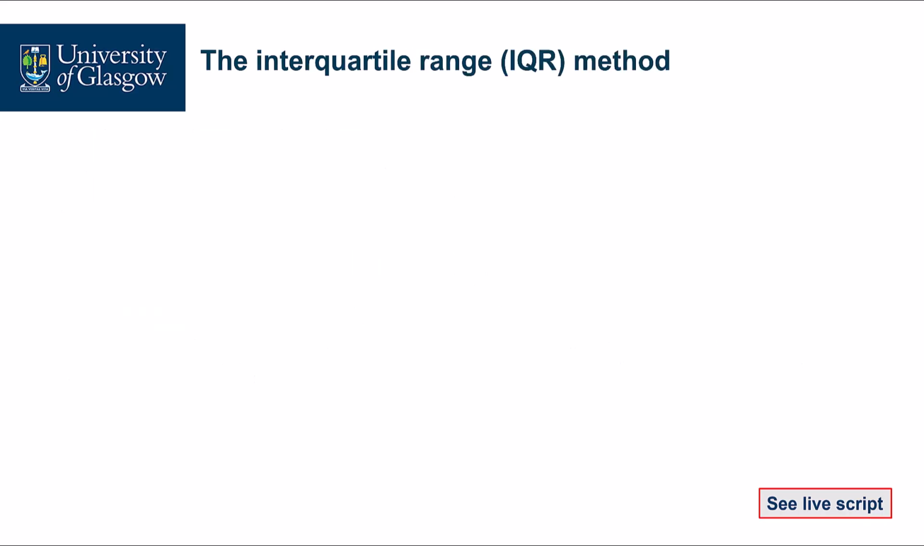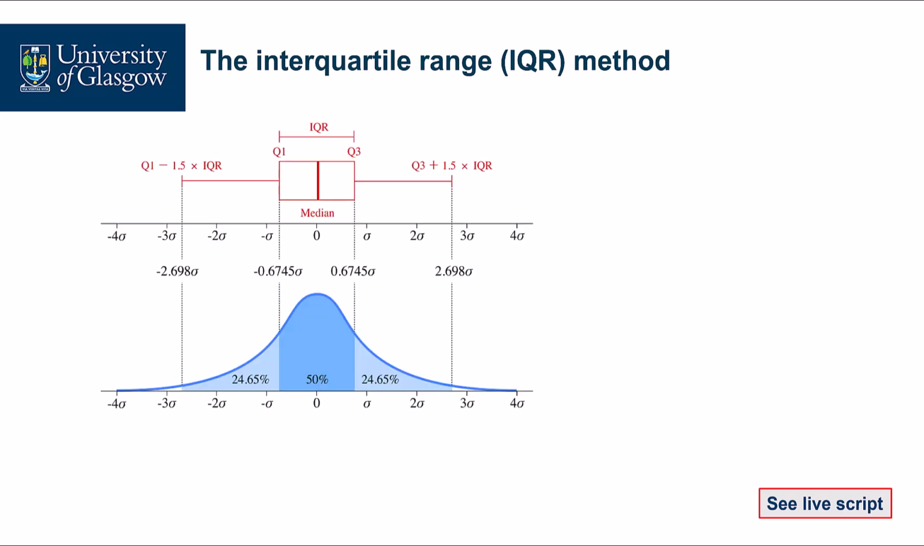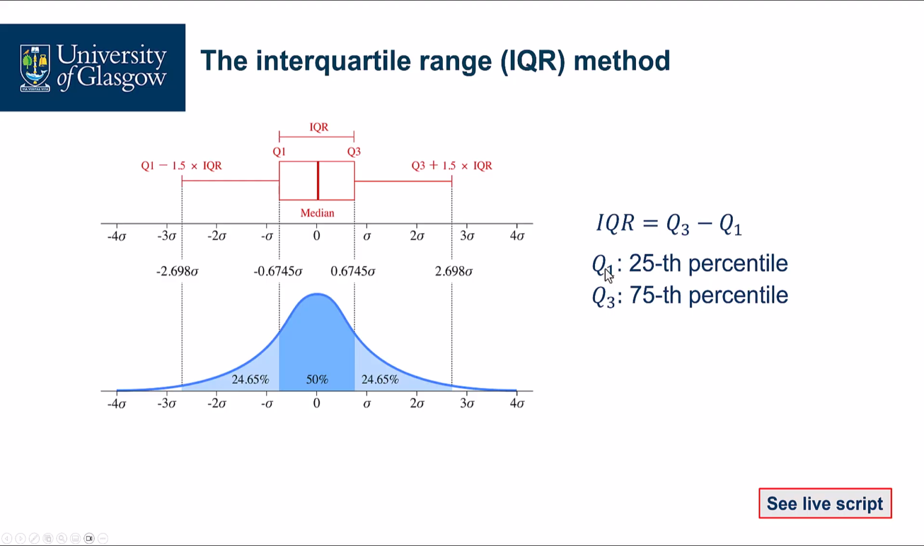So next we will introduce a method we call the IQR method. But this method works for any distribution, Gaussian or not Gaussian. So let's see how it works. So here we can see a data distribution, no matter what it is. And then we can find the Q1 and Q3. So what are Q1 and Q3?